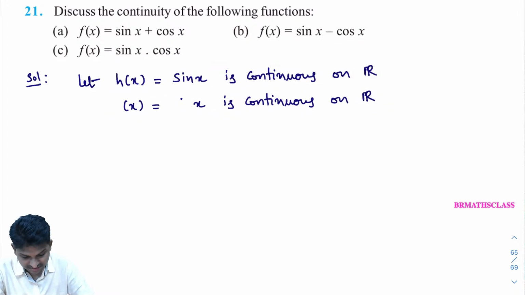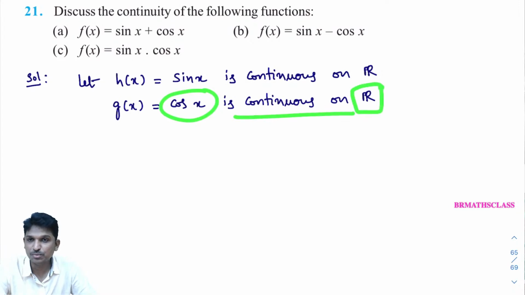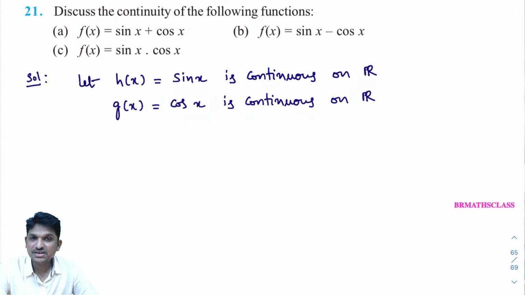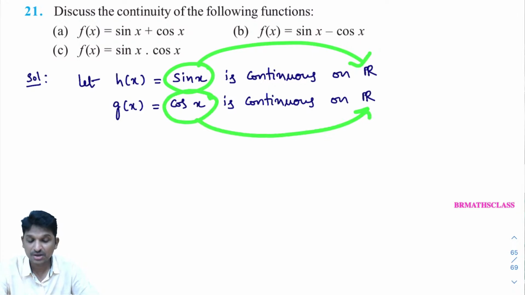What is g of x? I'll take g of x as cos x. What do you know about cos x? Cos x is continuous on its domain. What is the domain of cos x function? All real numbers. The point is, you know that all trigonometric functions are continuous functions, and sin x is continuous. What is the domain of sin x? All real numbers. Cos x is a continuous function. What is the domain of cos x? All real numbers.